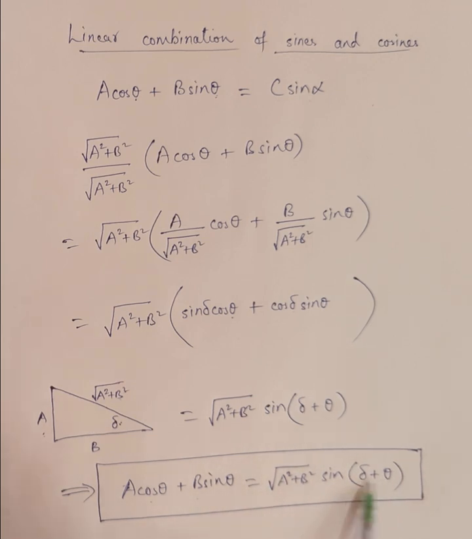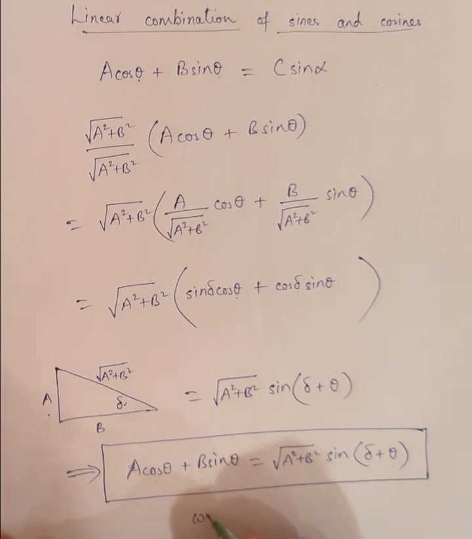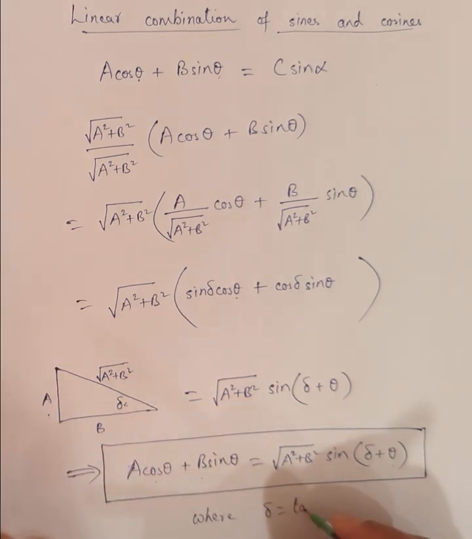Here the angle is going to be different. So it's not just theta, but theta plus delta, and that delta is, you can see, tan inverse of a over b.